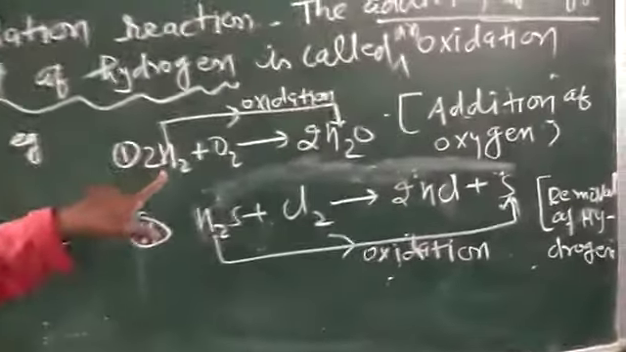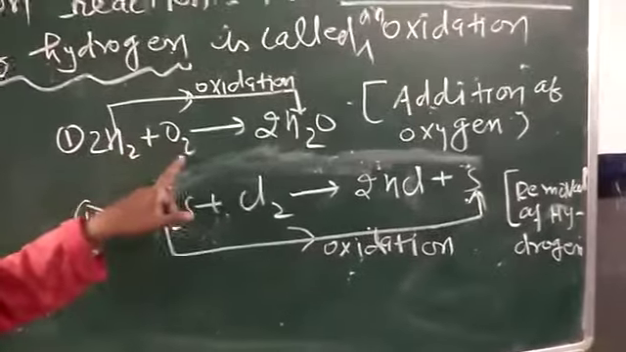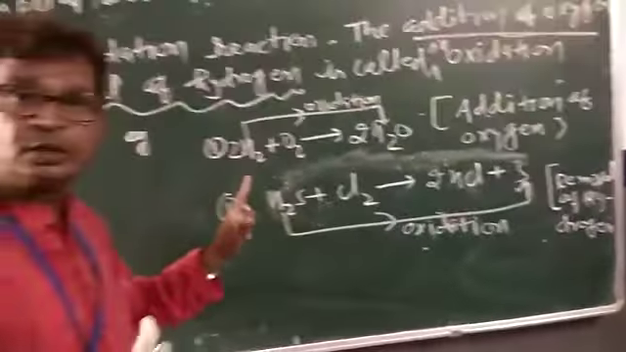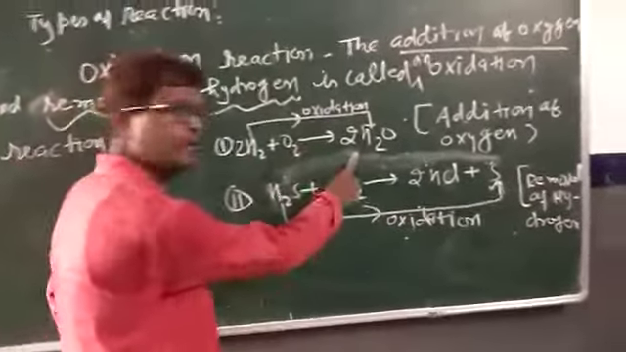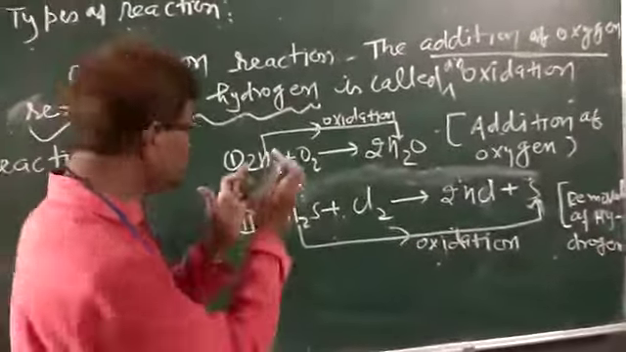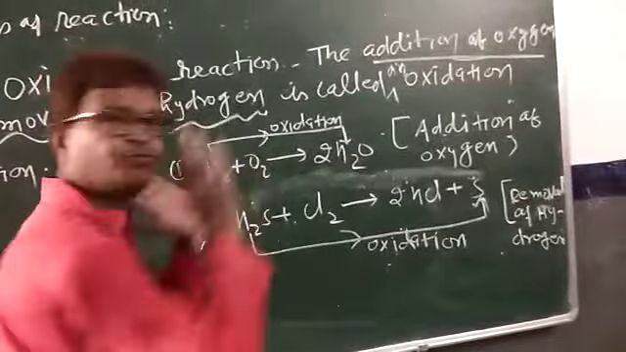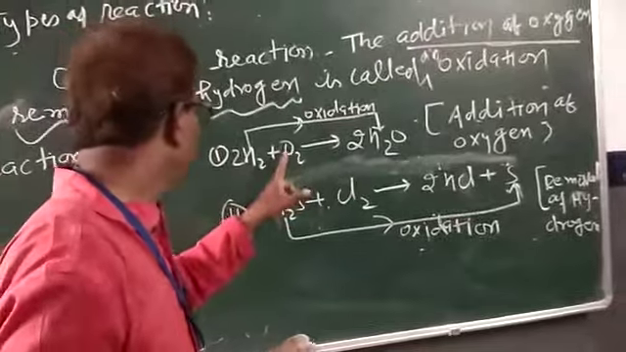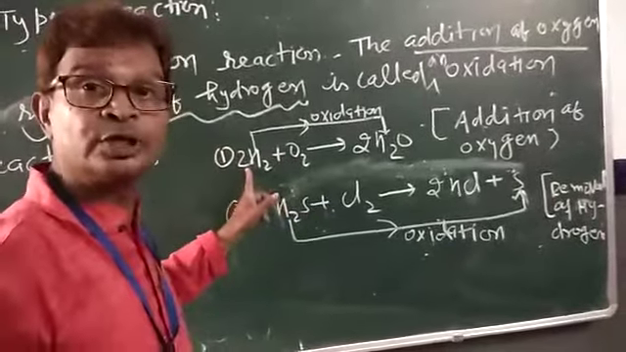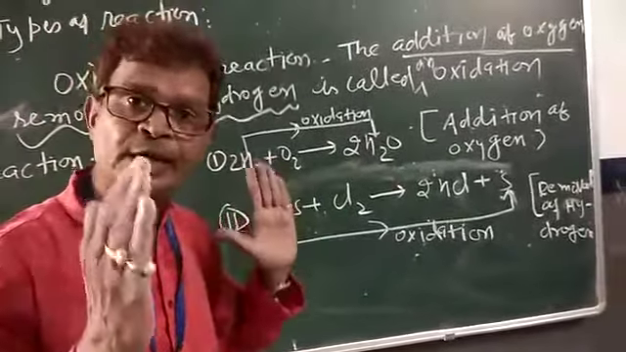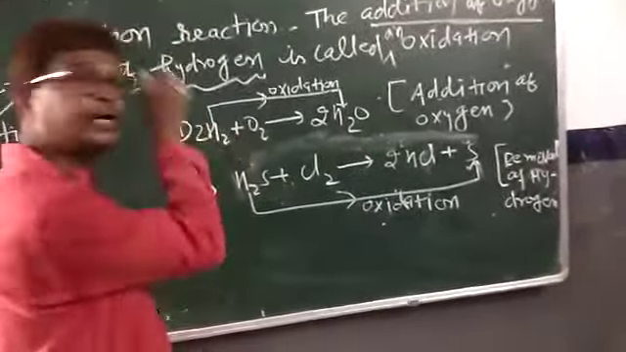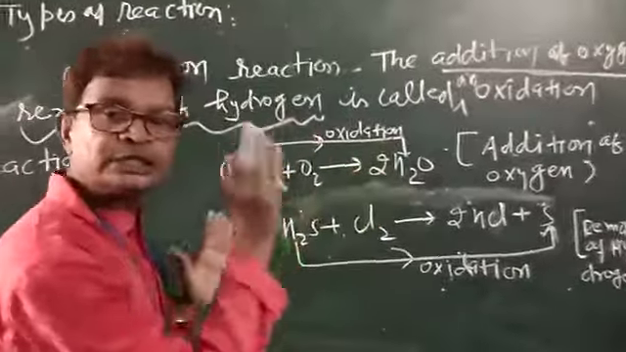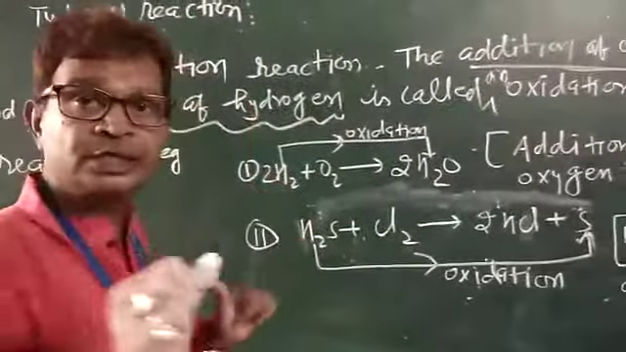See here. Hydrogen reacts with oxygen to form water. See the first chemical reaction. How can we have H2? This hydrogen reacts with oxygen to form water. Oxygen is added to hydrogen to get water. When oxygen is added to hydrogen, then we will get H2O. So this reaction is oxidation reaction.